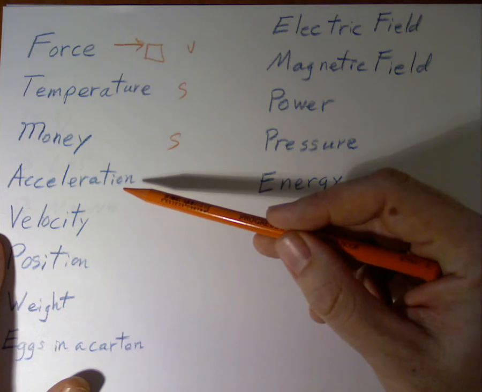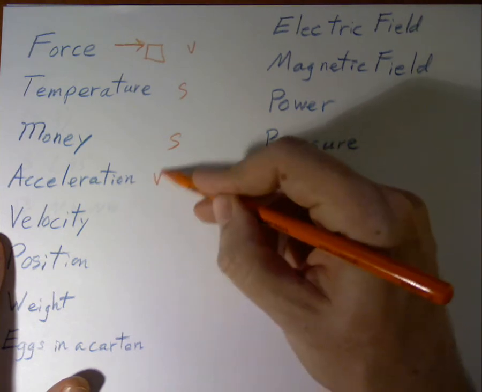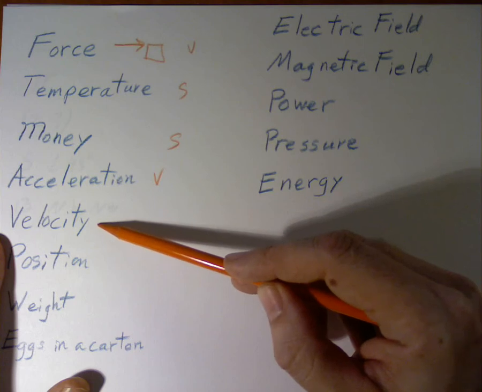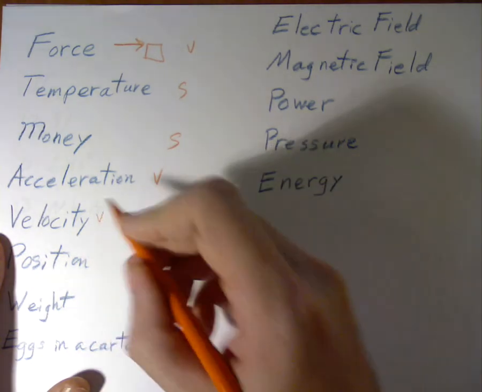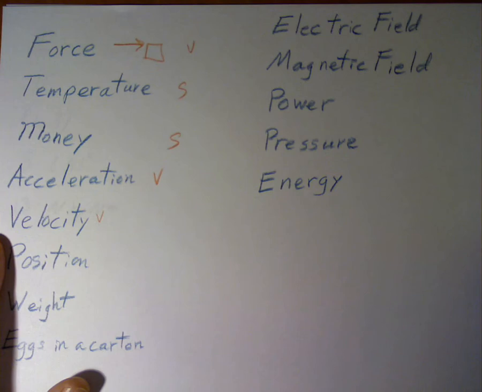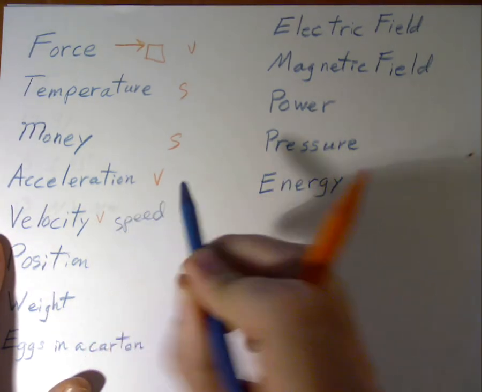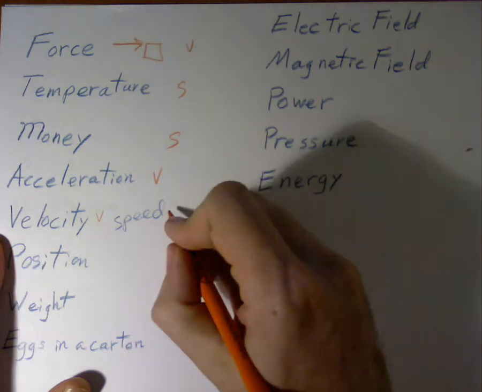Acceleration, it has a direction. It's a vector. Velocity. Velocity is a vector, but speed, which is the magnitude only, is a scalar.